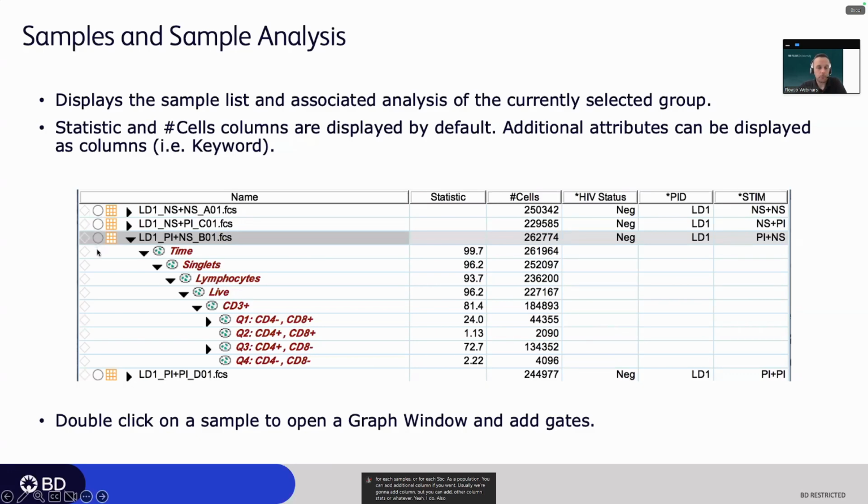Also, next to your sample name, we have three icons. The first icon is the diamond. Your diamond is your graph window indicator. Graph window is where you're going to start drawing gates. So double click on your sample name, the graph window is going to open, and you can draw a gate over here. And here you're going to have a diamond showing you which graph windows you opened, or which level you are located on, which sample, on which stem population.